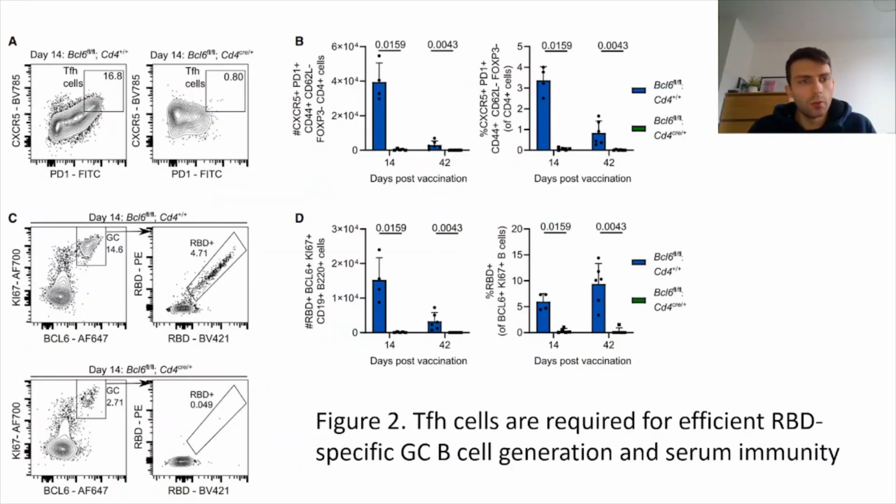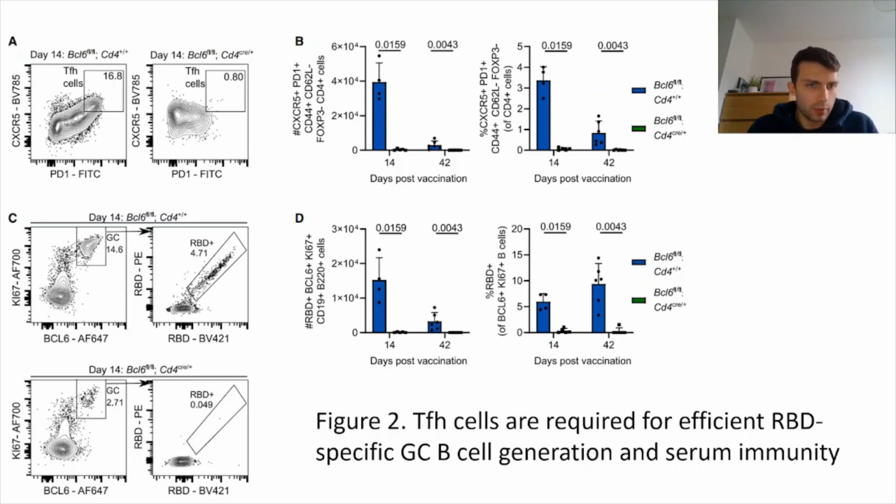In figure 2, we introduce a mouse model. This is the CD4 BCL6 flox mouse model. And so here, any cell which expresses CD4 will express the Cre protein and will therefore flox out BCL6. And this essentially is a Tfh depleted or Tfh deficient mouse.